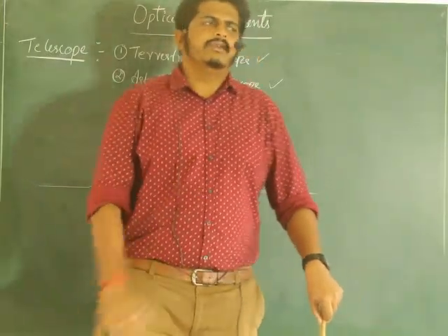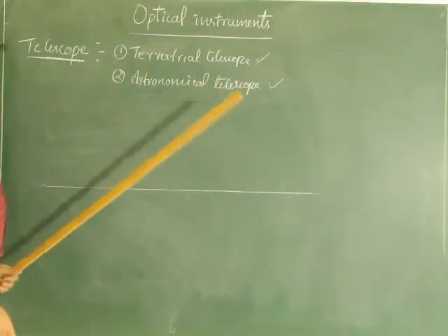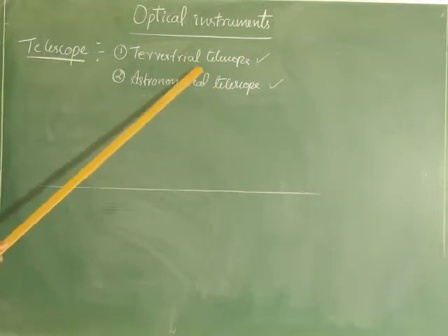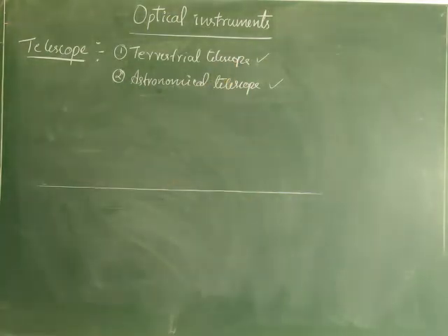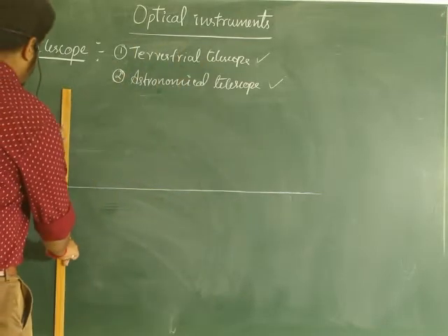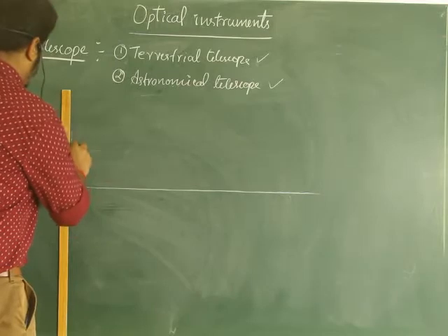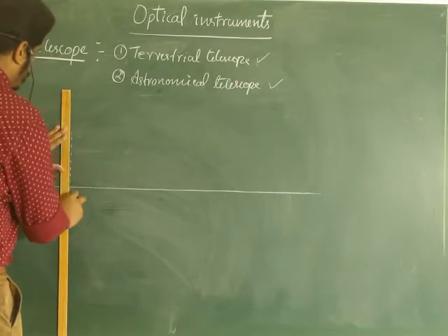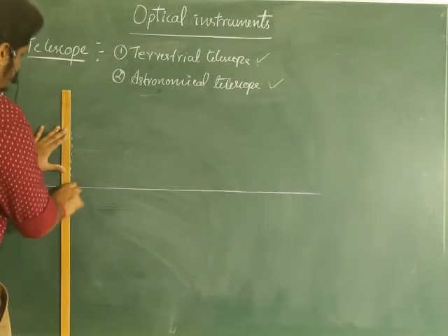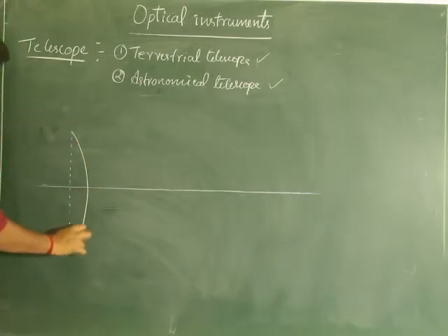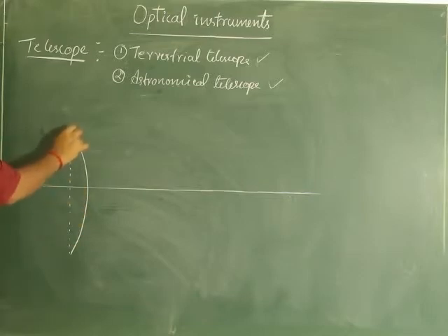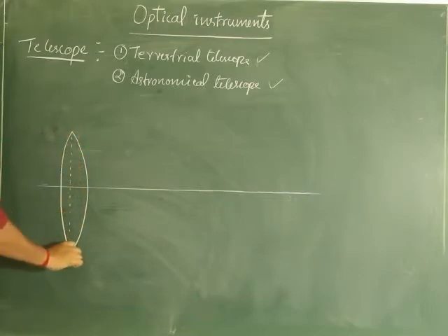Okay. So now here we are discussing the astronomical telescope. The terrestrial telescope we are not discussing, it's not in the syllabus. Here we will have an objective which is bigger, because it has to gather or receive more light. That is why it is a thin lens. Okay, like this.